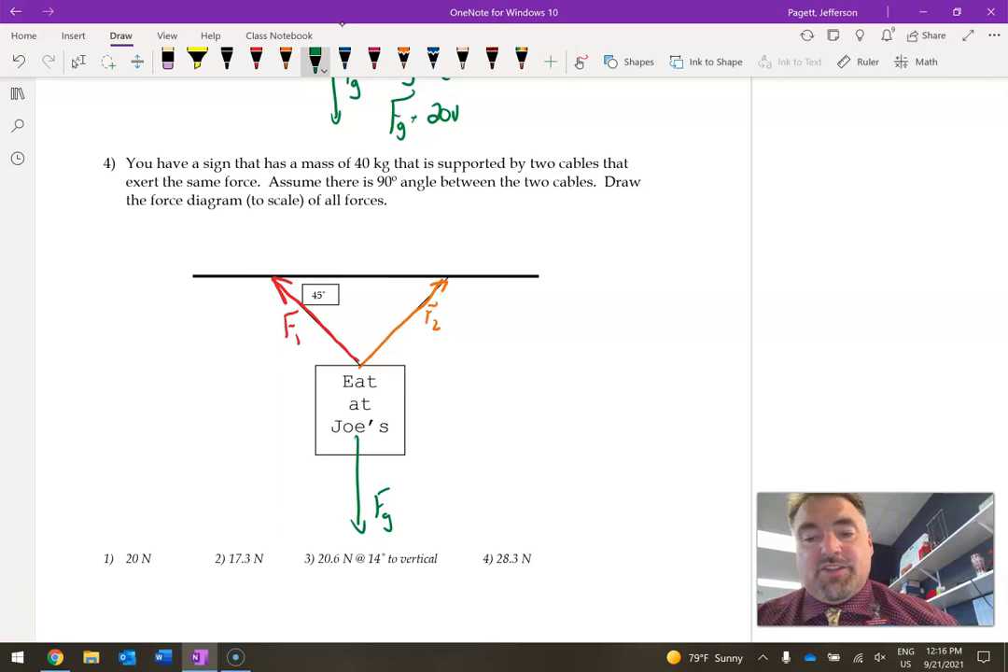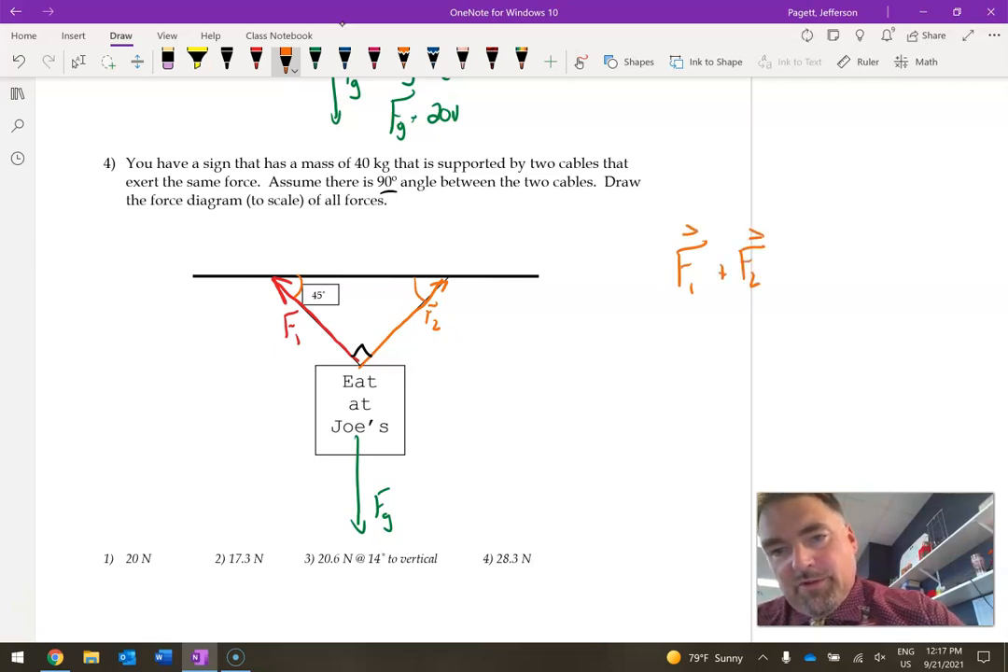So we're going to break this apart, though, and we're going to do it analytically rather than graphically. Now, we assume that there's a 90-degree angle between the 2 cables, which means that this one has to be 45 degrees, and then this one has to be 45 degrees. So I can say that F1 plus F2, with little vector hats, has to equal my force due to gravity. So this is just like in our lab when we said that A plus B has to equal C.